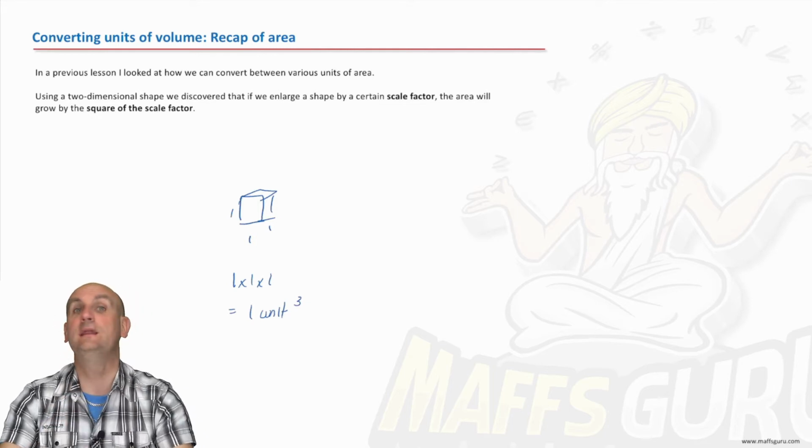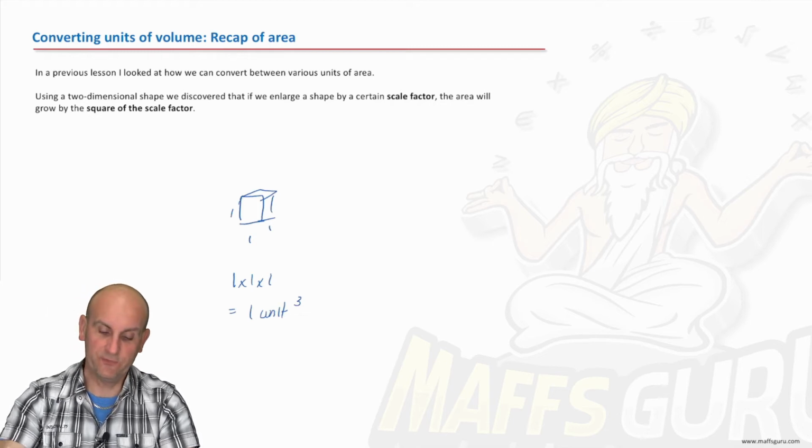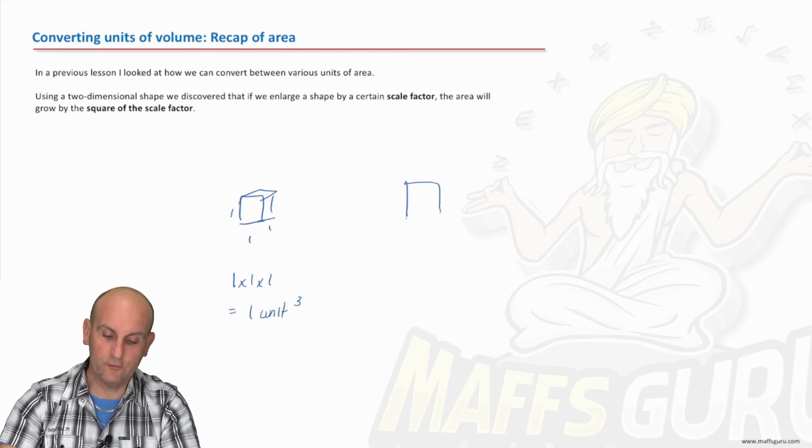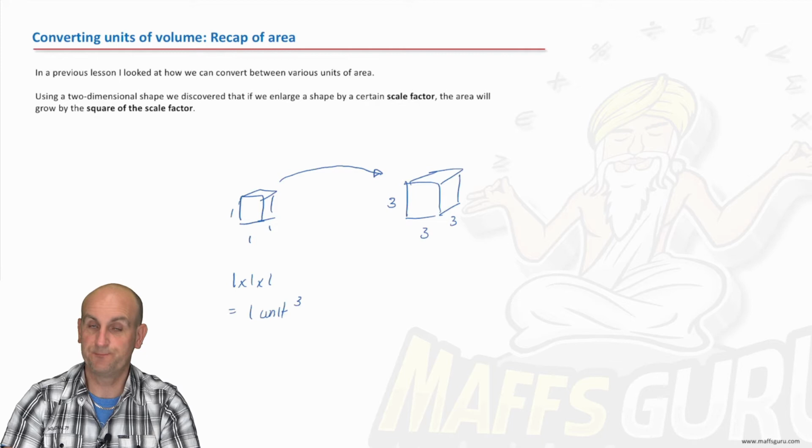Because absolutely it is volume. Yes, that's what I was thinking of and had a bit of a mind blank. So what I'm now going to do is draw something, and I'm going to say it's now 3 by 3 by 3. So if I look at my volume here, what do I notice? It is, absolutely, 3 times bigger.